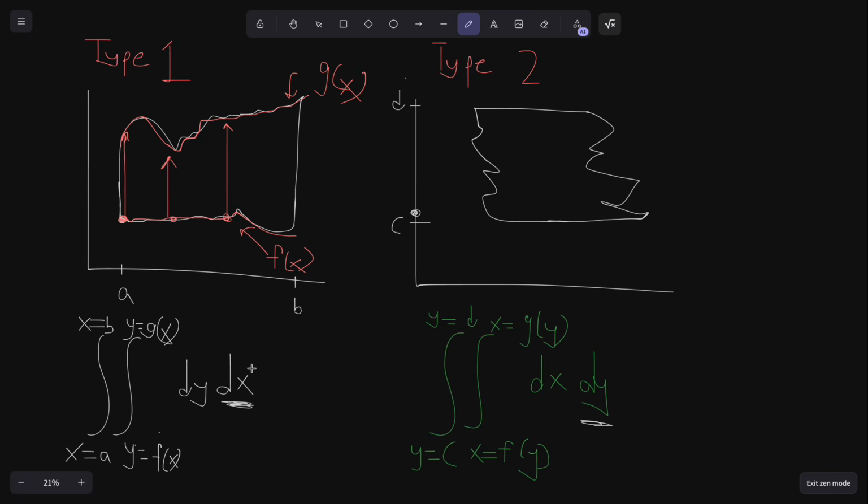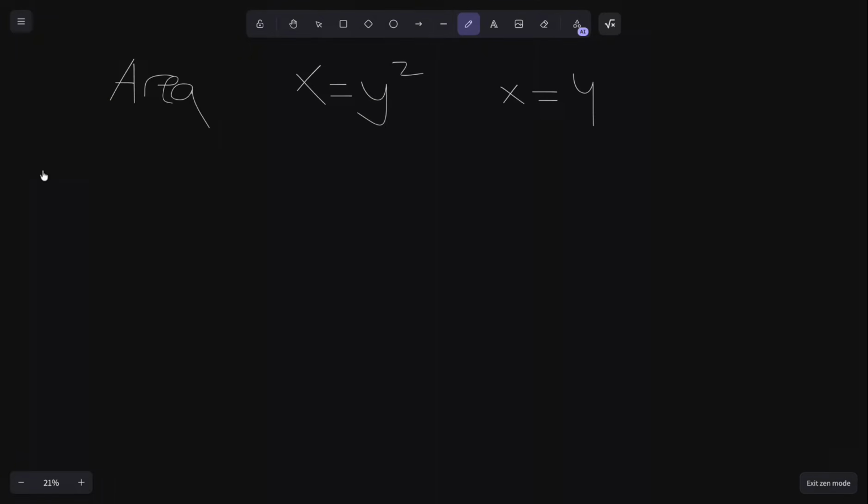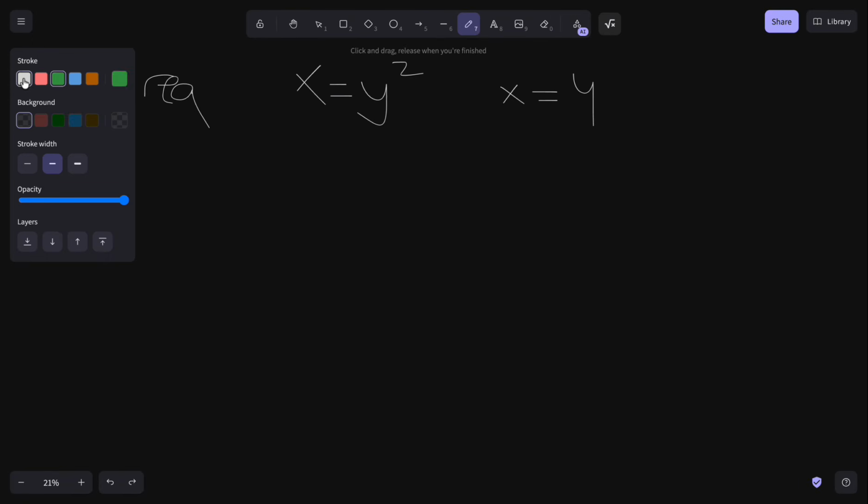Type 1 regions, your x bounds are constants, and your y bounds can be variable. They can be represented as functions. Type 2 regions is a swap. Your y bounds are constants, and the x values can be functions. So now let's move on to some practice problems.